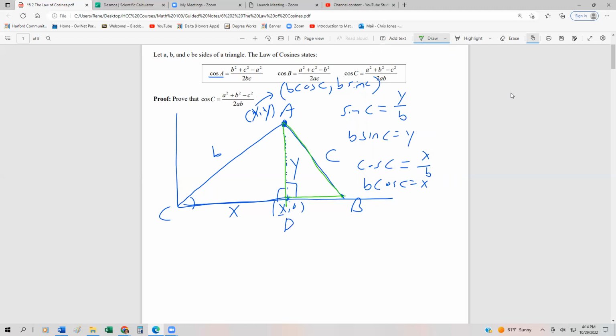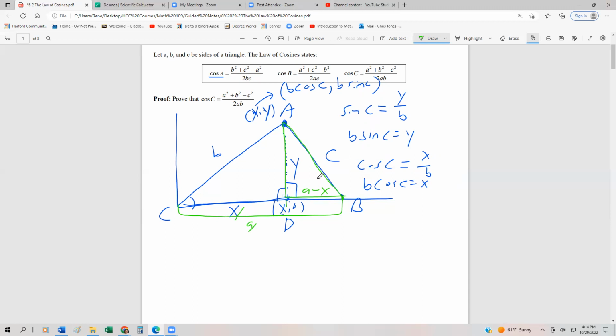And I could absolutely use the Pythagorean theorem to find a relationship between our sides. Let's call this whole measure right here A, because it's the side opposite angle A. And so this smaller measure would be A minus X. Just because we already have X and we already have A, the difference between them would be this smaller side right here.